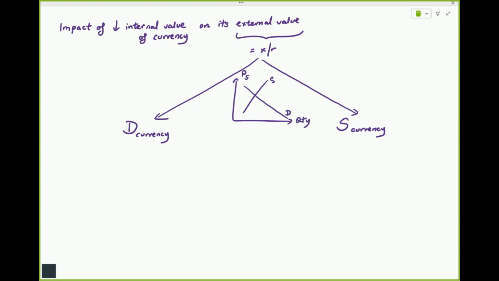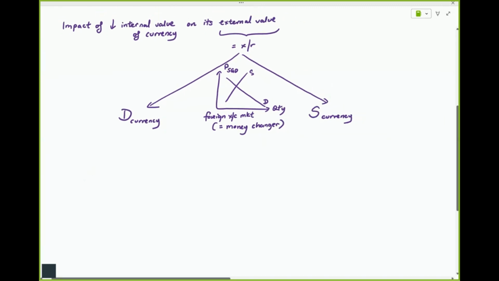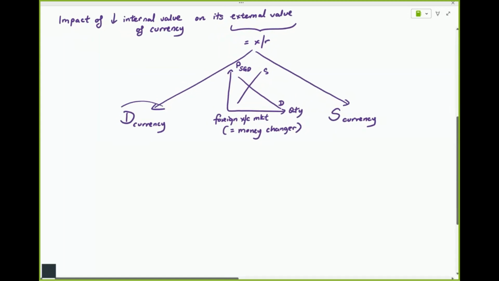Let's say this is the price of Sing dollar. Demand and supply of currency. Where is it determined? It's in the foreign exchange market. The foreign exchange market is akin to your money changer, like your money changer. So, Lucas, you're absolutely right. Exchange rates, we split into demand and supply.